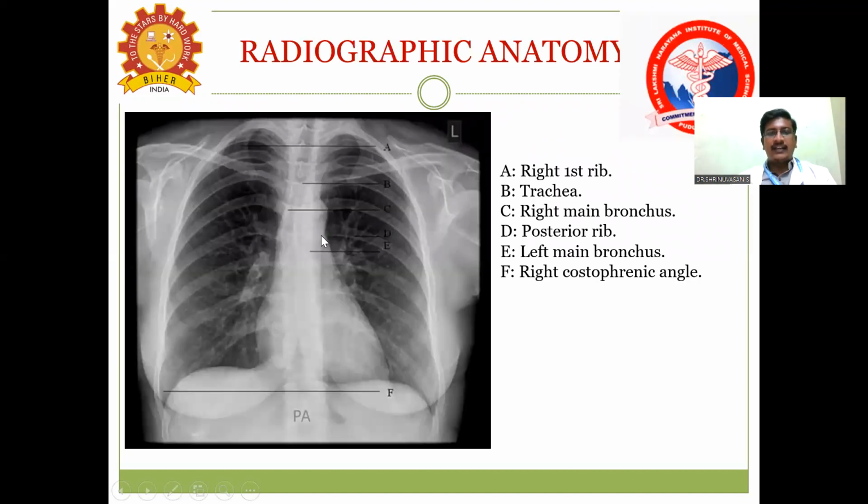So this is radiographic anatomy. This is a normal chest X-ray. So in a normal chest X-ray, what are all the things you are seeing? The lucent structure is the trachea. So the trachea is in the midline. And you can see the carina. Carina is the space between the bifurcation of the right bronchus and left bronchus.